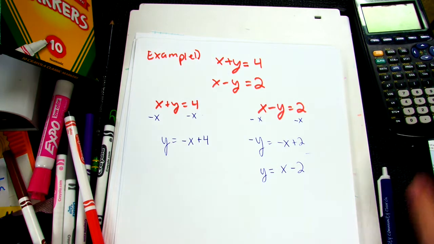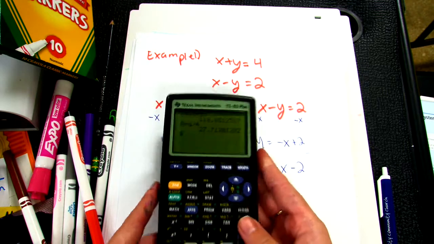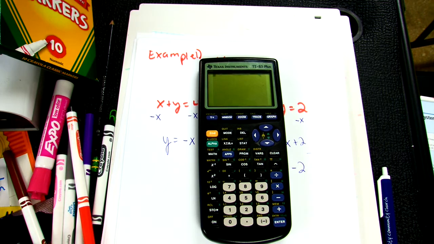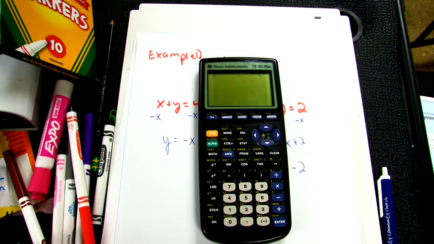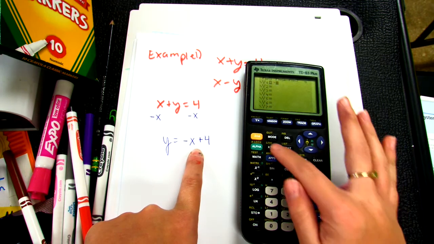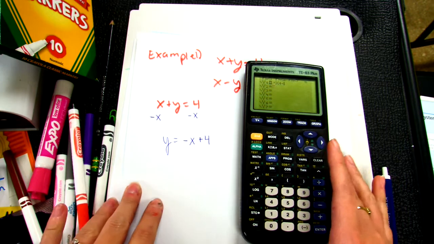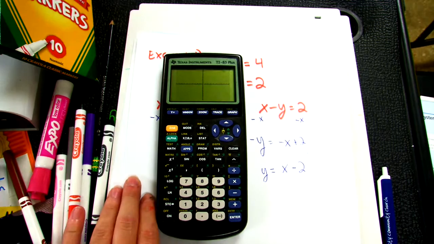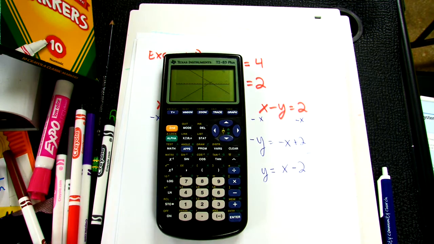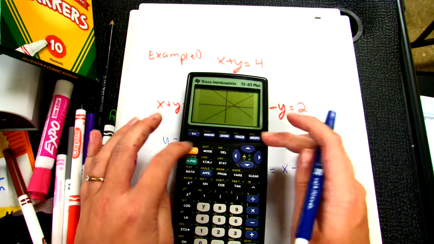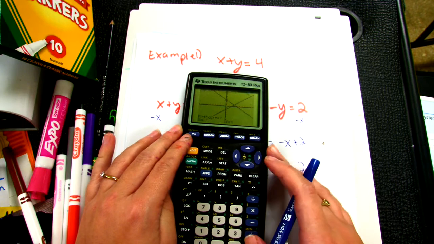Next step, graph them, okay? If you have your calculator, and this is why we all need to get our graphing calculator, because this is where your graphing calculators become your best friend. Because we have them in slope-intercept form, we can go straight to y equals. We can put in our first equation, negative x plus 4. We can put in our second equation, x minus 2. We can hit graph. It's going to graph those lines for us. And so we just need to figure out where they're intersecting, because that point is our solution. That point is our solution. So that's what we want to do.